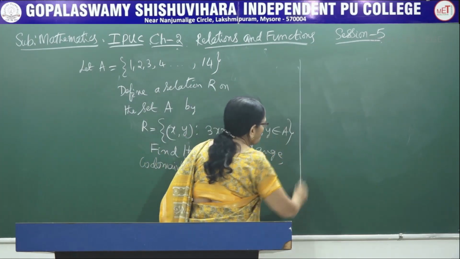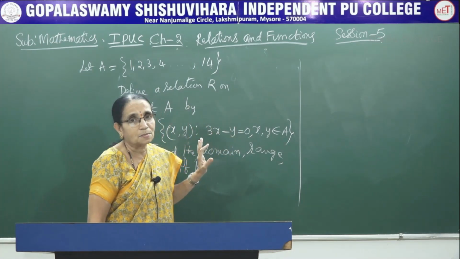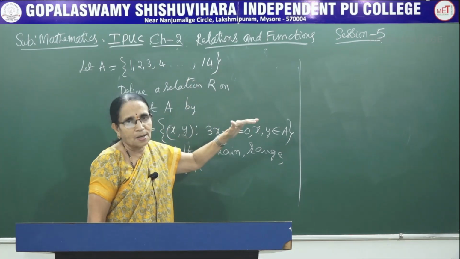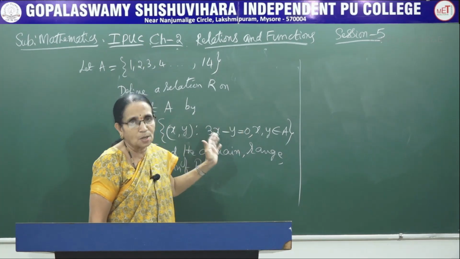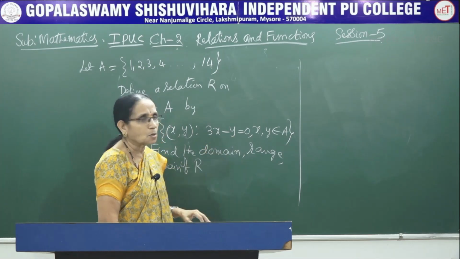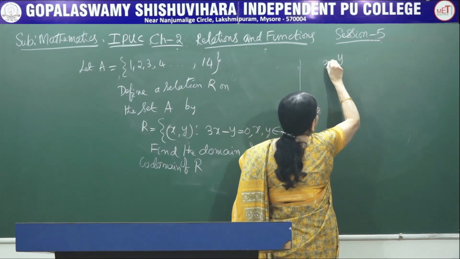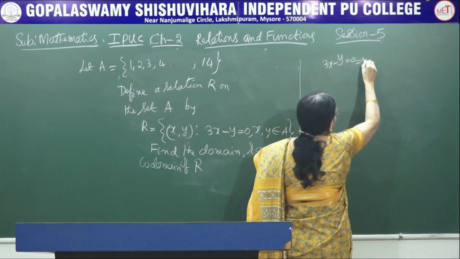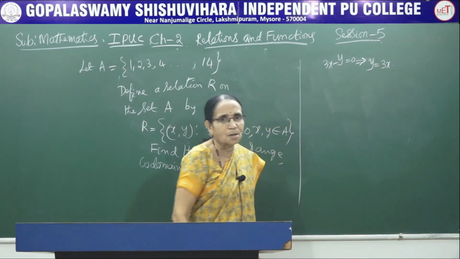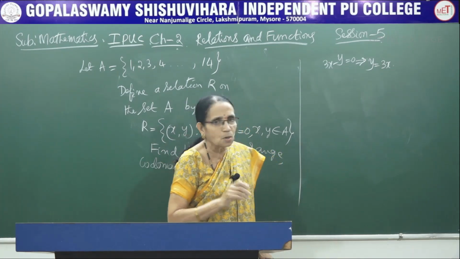Now look at this one. In the previous problem we had y equal to x plus 1. X was given the values from the set A and the y was calculated, and whichever elements belong to that given set, we wrote them together. Here 3x minus y equal to 0. Now in the working column, let me write like this. 3x minus y equal to 0 implies y is equal to 3x. This is the relation. In the previous one, it was y equal to x plus 1. Here y is equal to 3x.